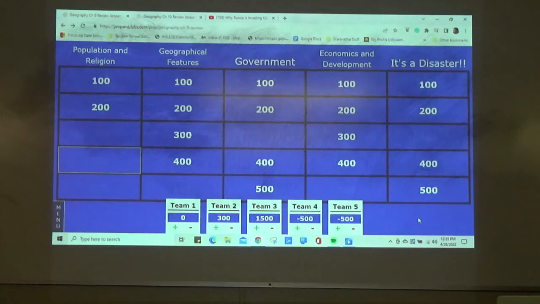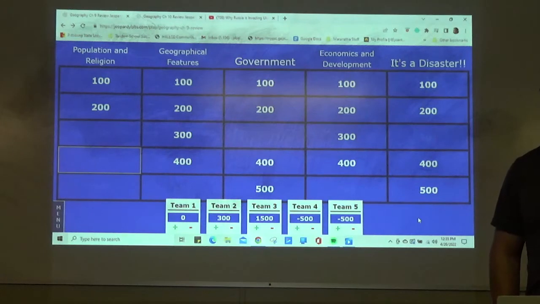Team 3 seems to be running away with this one, so I think it's only fair we mix up teams next time. Let's go ahead. Team 3? Oh, okay. I want to take something easy, so I'm gonna say government. Government 200.